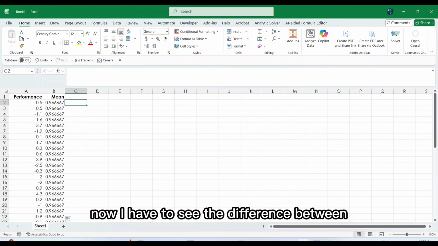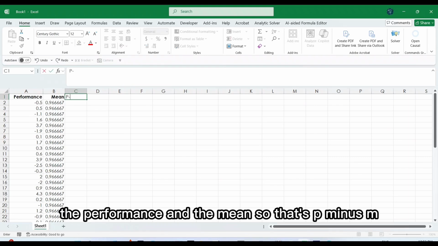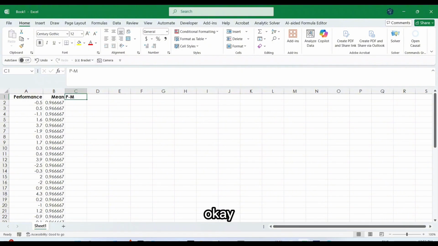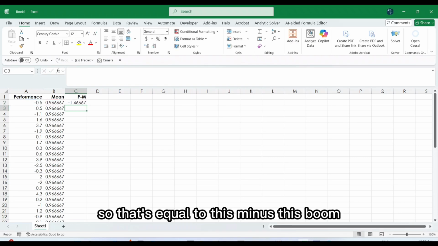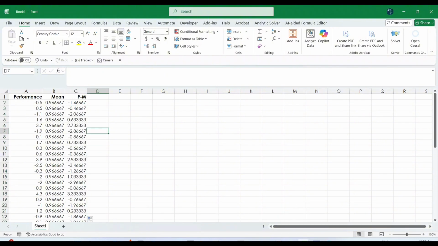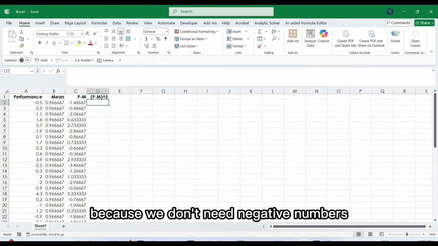Now I have to see the difference between the performance and the mean. So that's P minus M. Okay. So that's equal to this minus this. Boom. And then I will square the difference. Why do I square the difference? Because we don't need negative numbers.